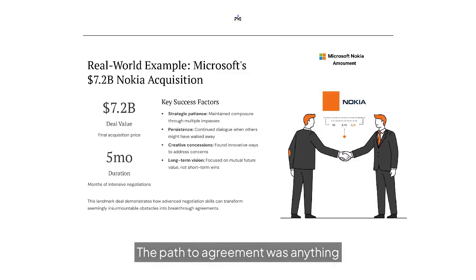The path to agreement was anything but easy. It involved months of setbacks, internal resistance, and cultural differences. The key success factors behind this deal included strategic patience. Both sides allowed time for mutual understanding and internal alignment rather than rushing to close prematurely. Persistence. Despite multiple breakdowns, negotiators maintained open communication channels and a shared focus on long-term goals.